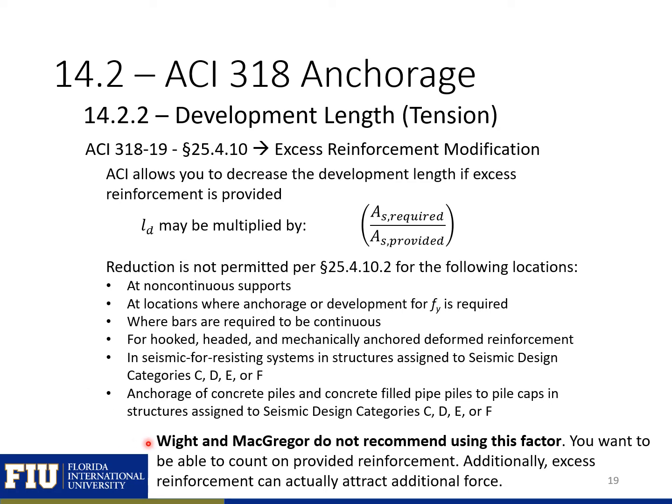And in general, White and McGregor, or what's now become the White textbook, they don't recommend using this factor. In general, if you provide reinforcement, you want to be able to count on that reinforcement and count on the yield strength of that reinforcement. So that's one reason. And then also, if you provide excessive reinforcement, you can actually attract additional forces to that location. So it can actually become critical when it wasn't before. So in general, ACI allows it, but you should not count on excessive reinforcement to decrease your development length.